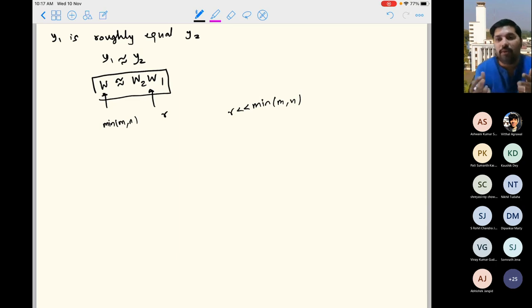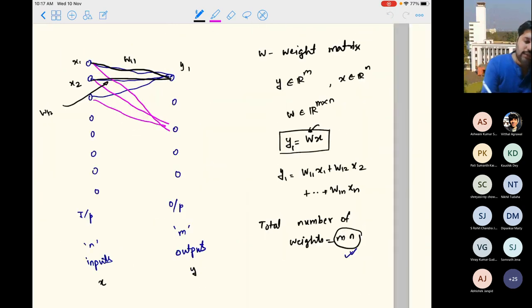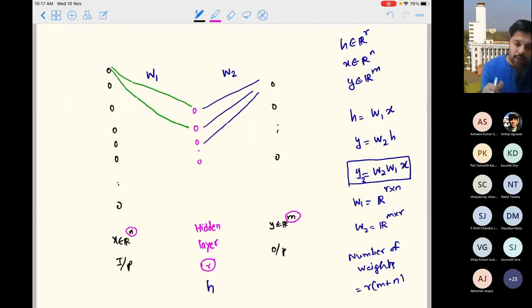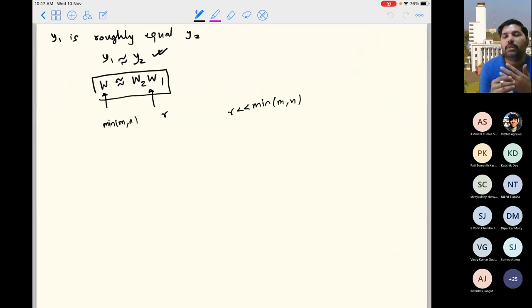What are the parameters? The trainable weights. So the number of weights is less. You have reduced the number of weights, and still you achieve acceptable prediction performance, right? The prediction Y1 is approximately equal to Y2. So by introducing a hidden layer in between, you are looking at a low rank approximation of the matrix W. You are trying to find the best rank R approximation of the matrix W such that your prediction performance is not really very bad.